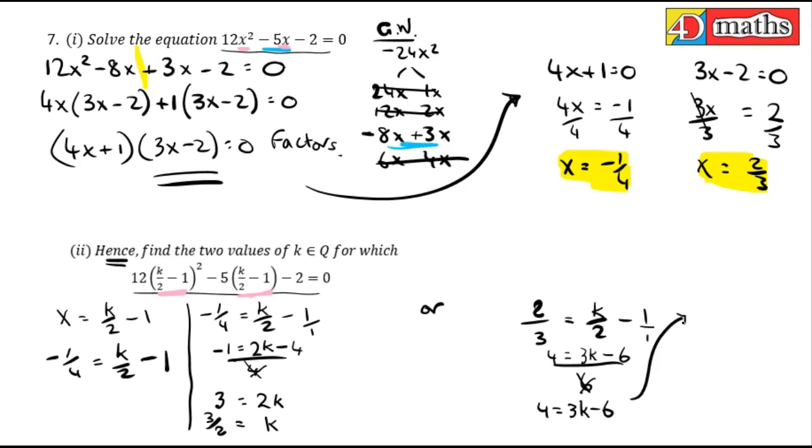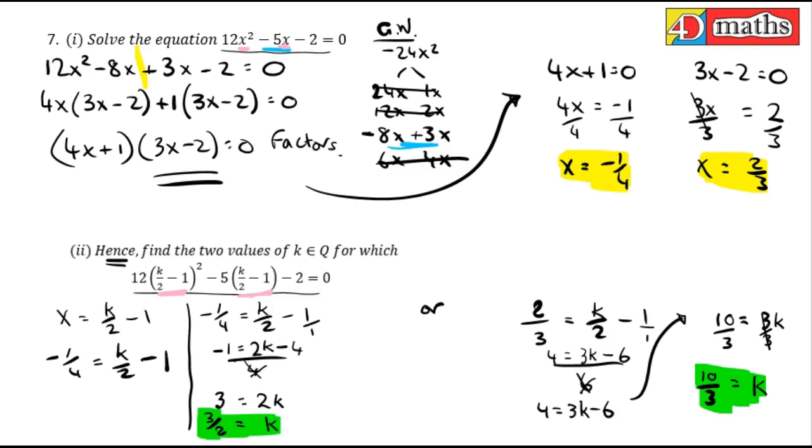So I'm going to write that up here. I'm going to leave k's on one side. So 3k is equal to, we bring this 6 over to the other side, becomes a plus 6, so that will become 10. Divide both sides by 3. So k is equal to 10 over 3. So in this equation, that's the value for k, and that's the value for k.